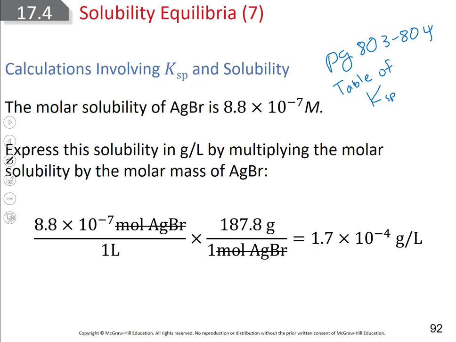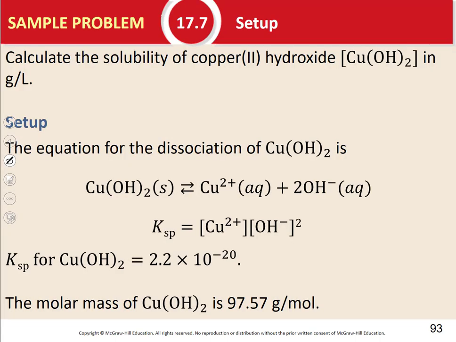Let's try this out. Calculate the solubility of copper 2 hydroxide in grams per liter, so the solubility. If I'm looking at this table on page 803, copper 2 hydroxide has a KSP value of 2.2 times 10 to the negative 20. That was from the table on page 803.